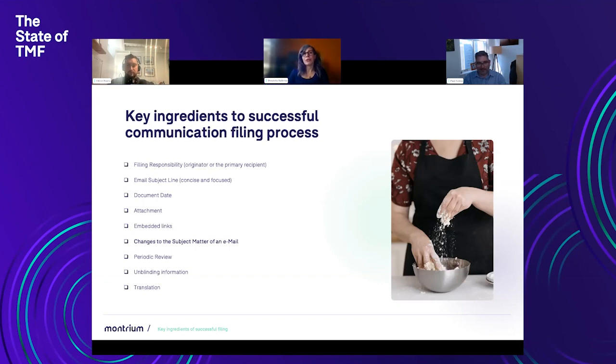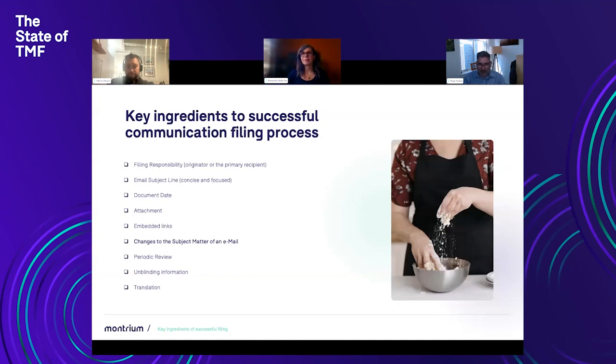I don't know, Paul, if you agree on translation, but it's something that sometimes people don't think about, managing a global trial. No, I think definitely, being very clear about use of language is important.